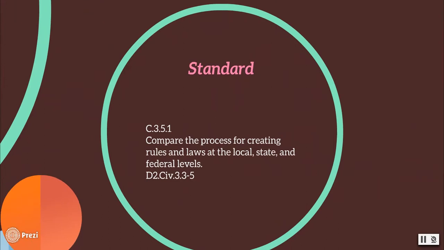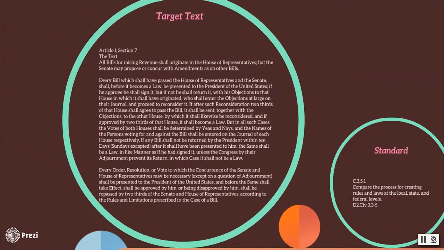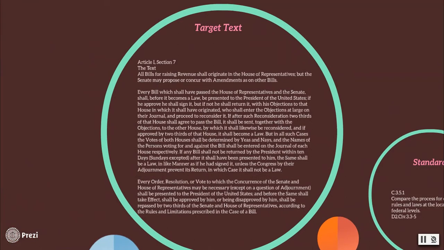So the standard I chose was a social studies standard, C351. I'll tell you what that means in the other video. Compare the process for creating rules and laws at the local, state, and federal levels. So my target text is the Constitution. Boy, I just have so many sidebars.